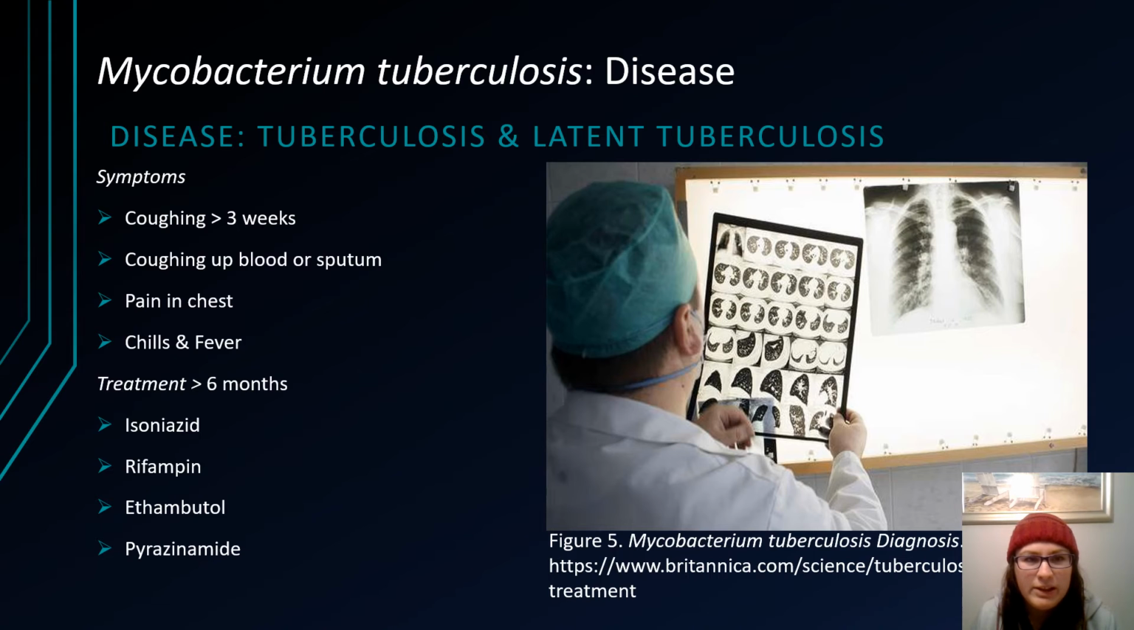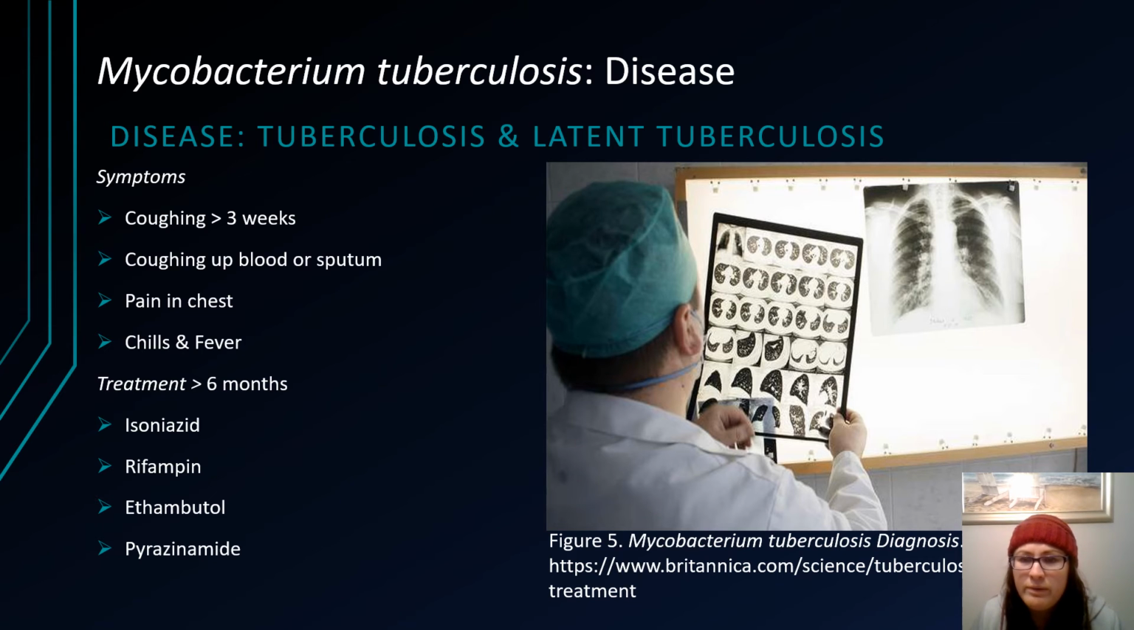As mentioned earlier, Mycobacterium tuberculosis leads to tuberculosis. Usually the symptoms are coughing for over 3 weeks, sometimes coughing blood or phlegm from the lungs, pain in the chest, and chills and fevers. The treatment is really long, over 6 months, and you need a combination of different antibiotics. The reasoning is that the mycolic acid in the cell wall makes it harder for the antibiotics to act, so you need a combination of those. The reason the treatment is so long is that if some bacteria are killed but some survive, then they become resistant to the antibiotic.